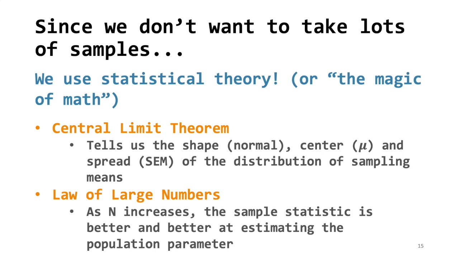There's going to be a lot more noise because our SEM, the standard error of the mean, is going to be bigger. So these two ideas work together to make it so we don't need to collect many samples in order to understand our population.